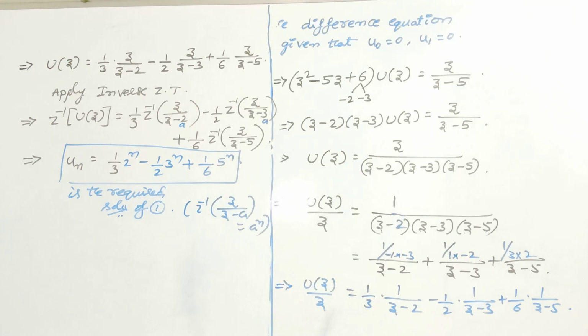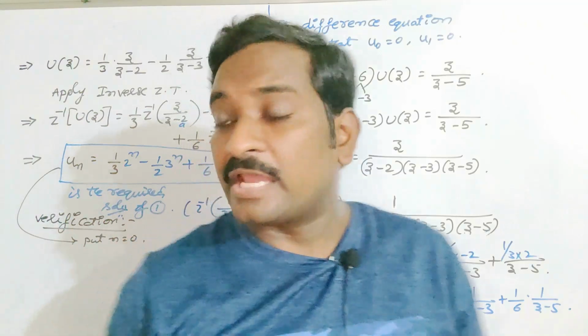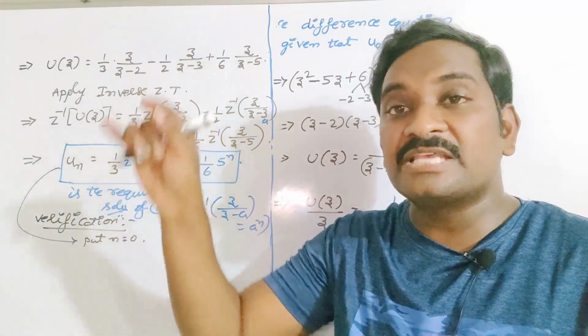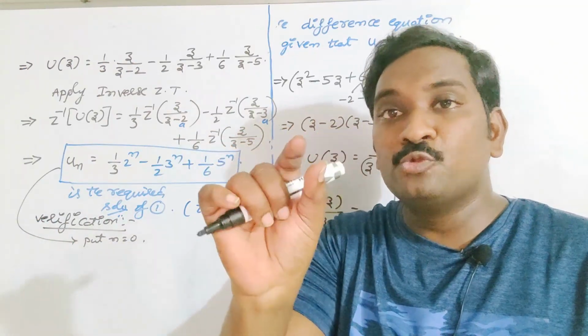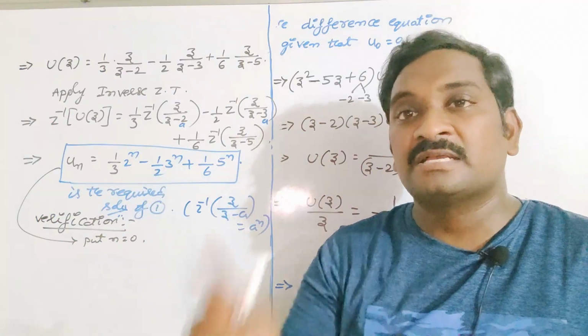So in your examination, after getting the solution, you can also check whether your answer is right or wrong. See the verification part. For every difference equation problem, you can easily check whether our problem is right or wrong. So in this solution, put n is equal to 0. Why am I putting n is equal to 0? Here we are getting the solution by using the given conditions. In the given conditions, the first condition is given as u0 is equal to 0. So this final solution should satisfy that condition.